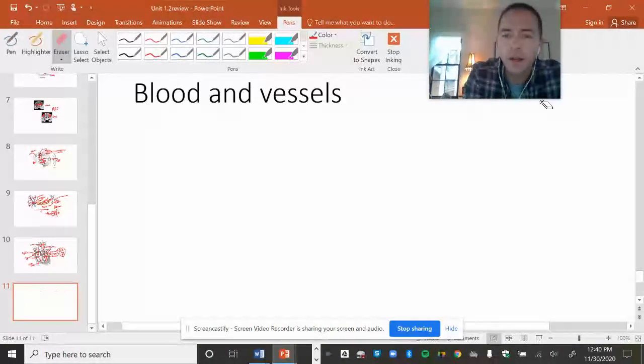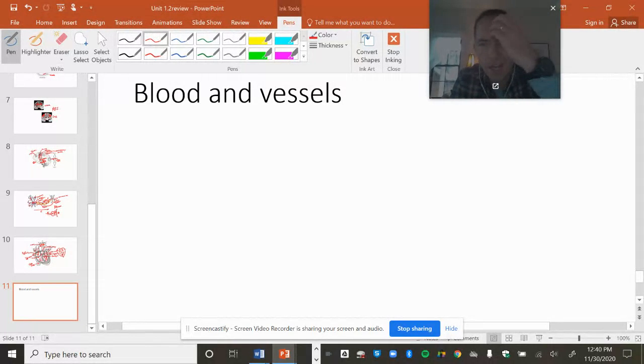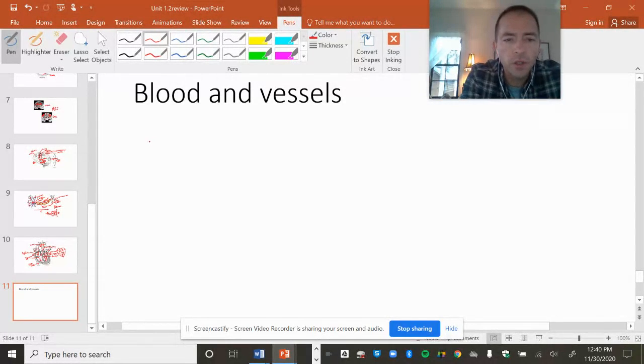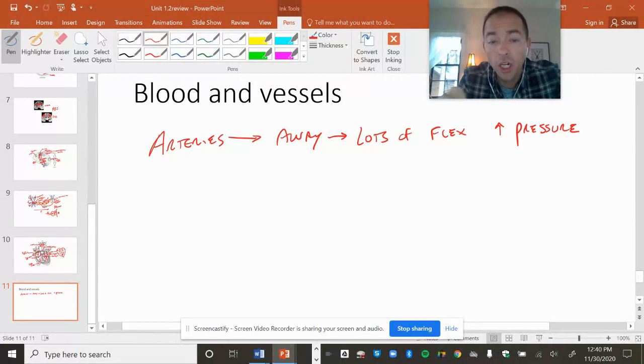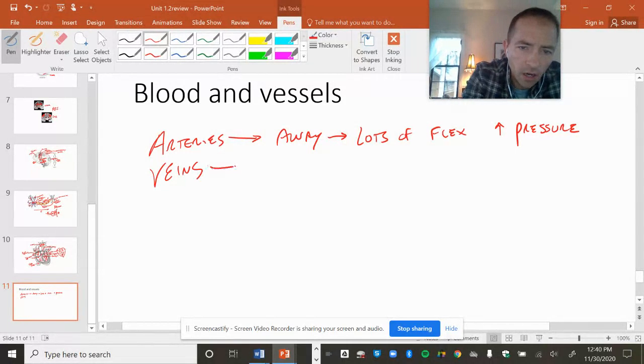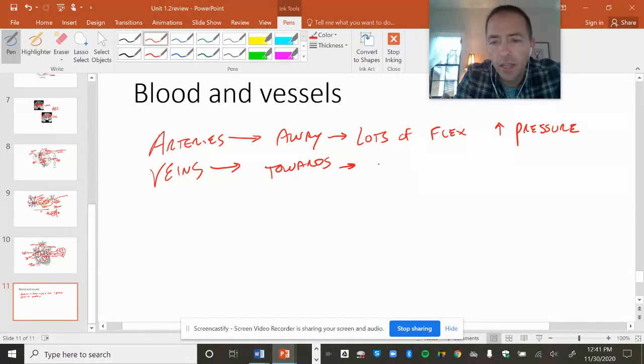You need to know what the different types are and how they're anatomically similar or different, right? So vessel-wise, there's arteries. Remember, arteries are away. They tend to have lots of flex because they're going to have an increased amount of pressure in them, because they tend to be right after the heart, and the heart squeezes and increases that pressure. Veins, conversely, are going to be towards the heart. They have less flex, but there's low amounts of pressure, low pressure.